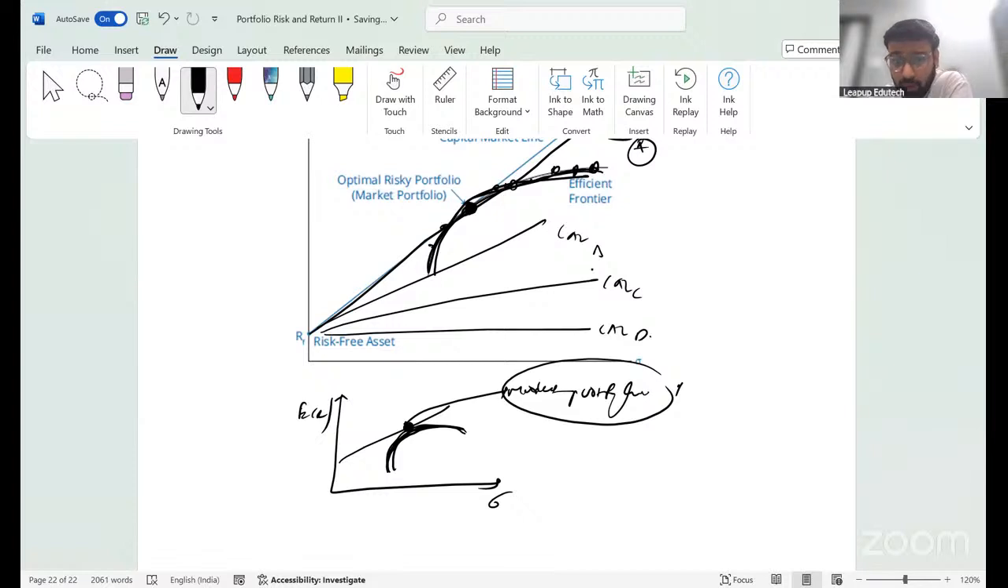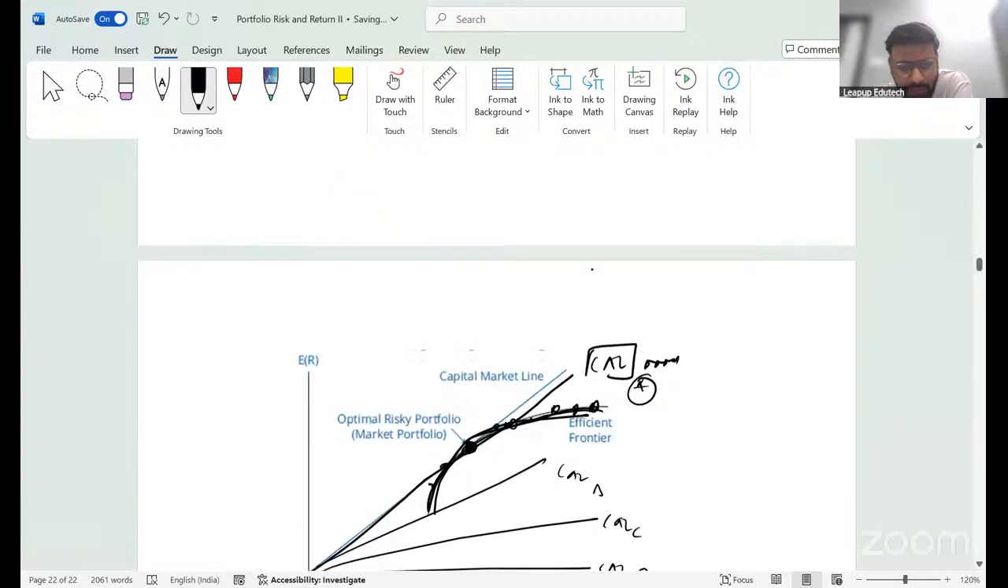And one more thing I forgot to mention: this CAL will be called the CML, the capital market line, because it is the line that plots multiple combinations of a portfolio with respect to weights in the market portfolio and the risk-free asset. Now, at what point you should be on this CML will depend upon your indifference curve. If it is somewhere here, then this is the point for you. If you are somewhere here, then this is the point for you.